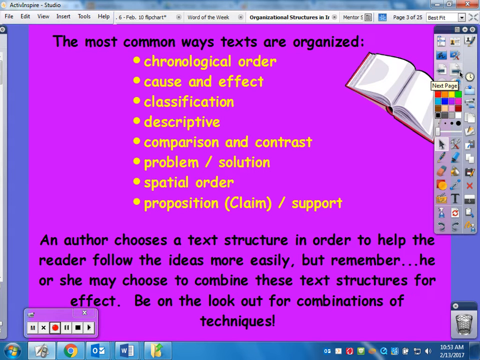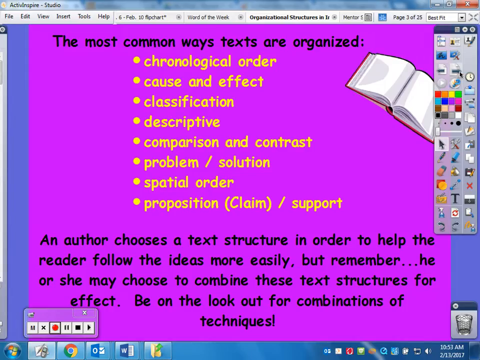The most common ways texts are organized are chronological order, cause and effect, classification, descriptive, comparison and contrast, problem and solution, spatial order, and proposition and support. An author chooses a text structure in order to help the reader follow the ideas more easily.